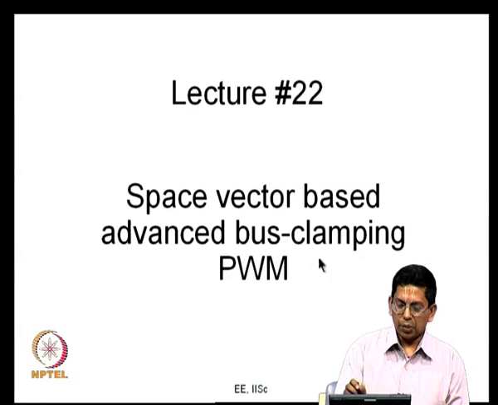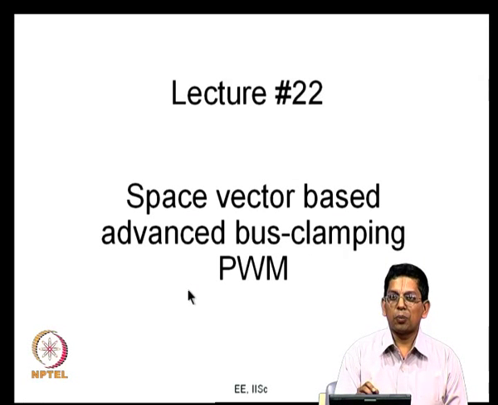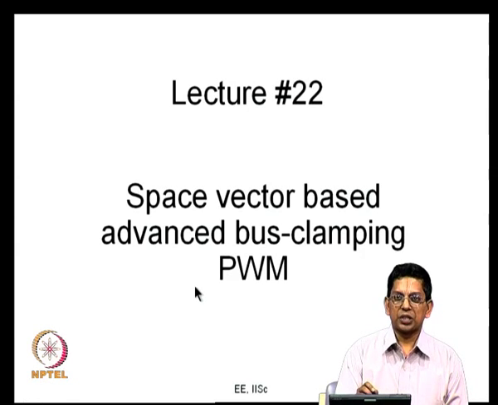In the advanced bus clamping PWM method, a similar bus clamping will occur. In addition to that, some phases will switch at twice the nominal frequency. You will have a situation where a phase switches at the switching frequency, at twice the nominal frequency, and also at the switching frequency. So, that is why we have this term advanced bus clamping PWM.